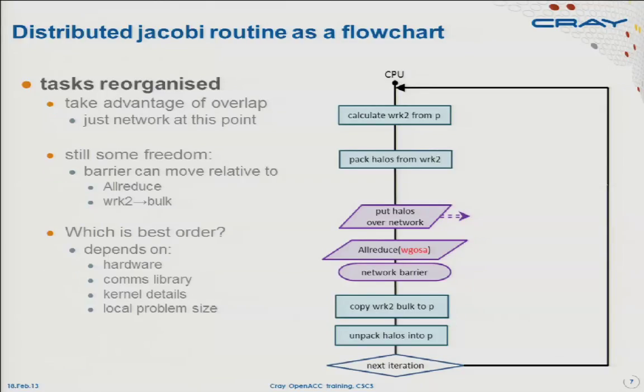Now, of course, should I do this here? I could do that up here. It could be done before the barrier if I wanted, or before here. There's some freedom in how you reorder these tasks, even on the CPU. And which is the best order? Well, it depends on your hardware, it depends on the communication library and how much potential there is to get overlap. It depends on the details of the kernel and the local problem size, because sometimes this is a big operation and sometimes it's a small operation.